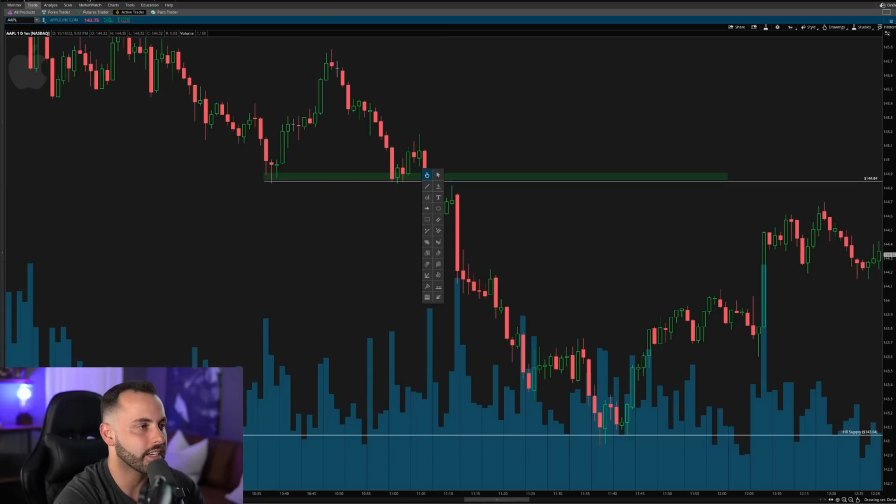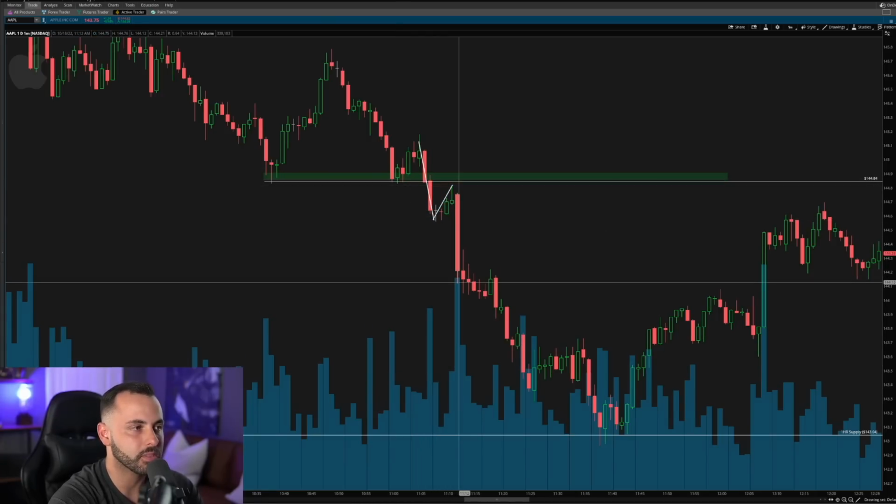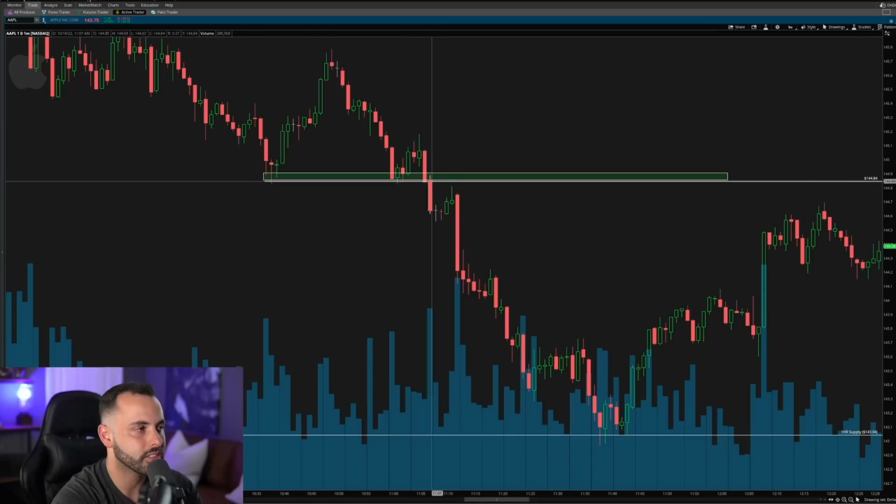So what you'll see here on Apple, we broke down, we flushed the lows. We tried to do that little pop to the upside, and look at that rejection candle that came in around 11:11 a.m. Eastern time, right? This candle right here gave me the confidence to enter my trade. That doji right there at that previous low, right?